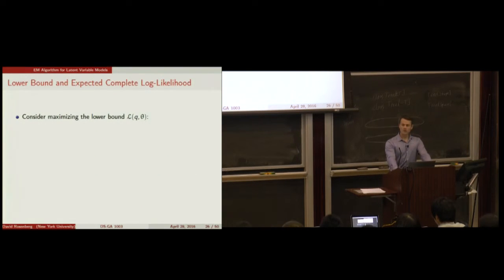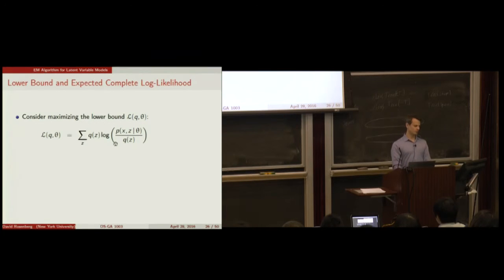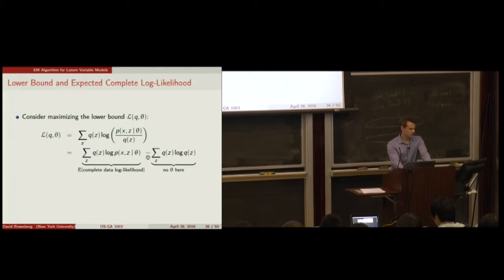Okay, so we're going to try to maximize L_Q(theta). What we can do is take this expression and split it into two pieces by breaking the log of this ratio into the log of the numerator minus the log of the denominator. And what you should notice is that the second term has no theta. The first term has q_n and theta. Okay, so that's key.